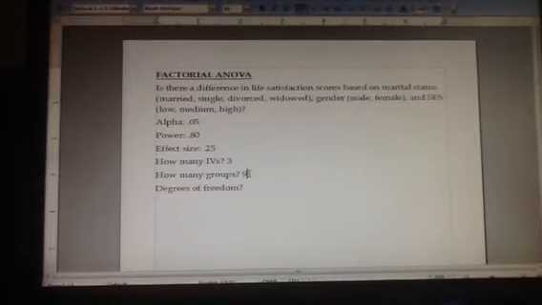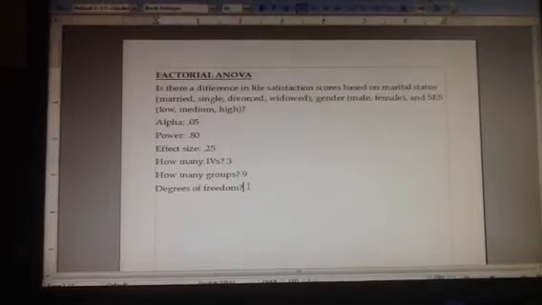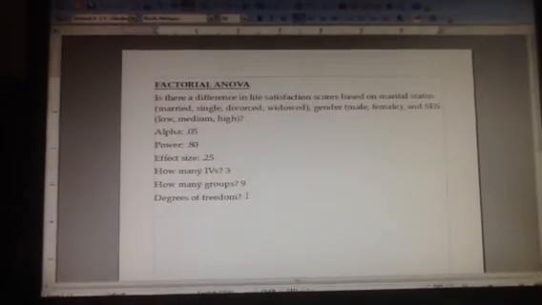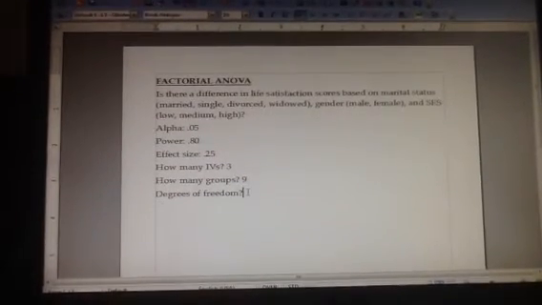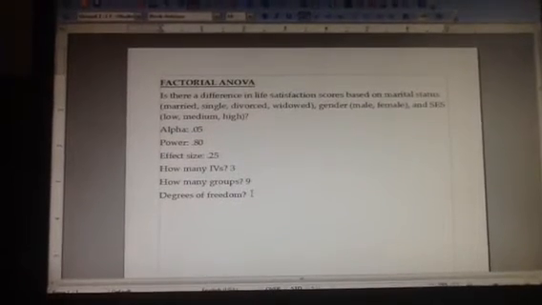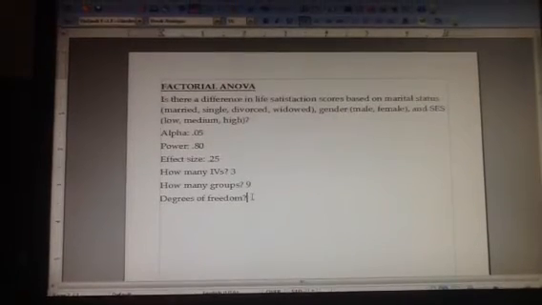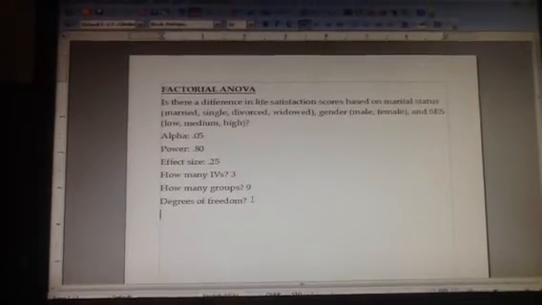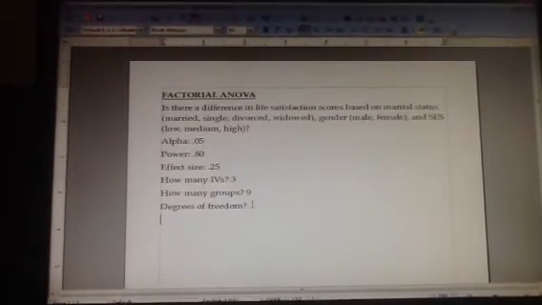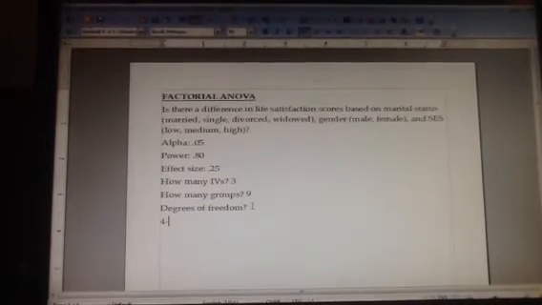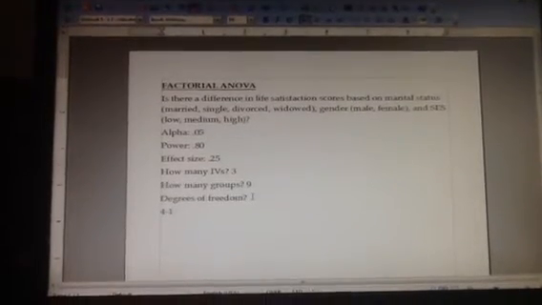So now we have to calculate the degrees of freedom. And the degrees of freedom are calculated based on what Factorial ANOVA you are going to be running, if you're just doing the omnibus test, or if you want to be able to look at interactions and contribution of each independent variable, which we do. So what we have to find first is for each of the 3 variables, how many degrees of freedom do we have? So for marital status, we have 4 categories, and remember we always remove 1 degree of freedom, so 4 minus 1 is 3.